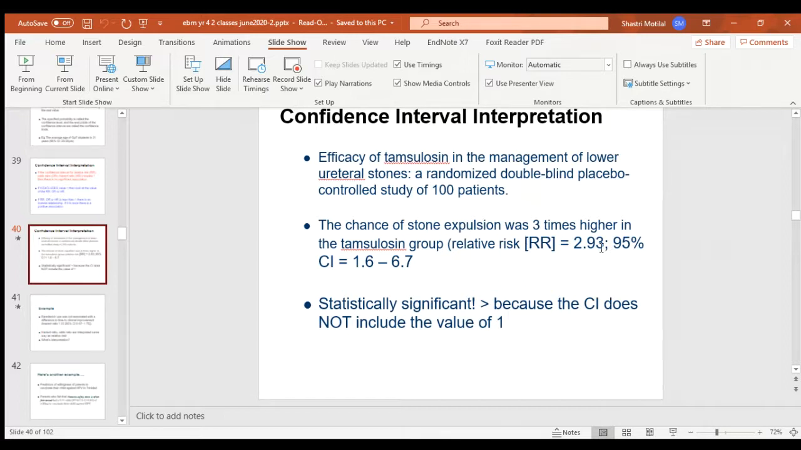Is it significant? Yes, it is significant. It's significant because the confidence interval excludes the value 1, right? So in this case, we could say tamsulosin significantly increased the risk of people passing a stone out. And we would say, yes, we'd go ahead and give the drug.